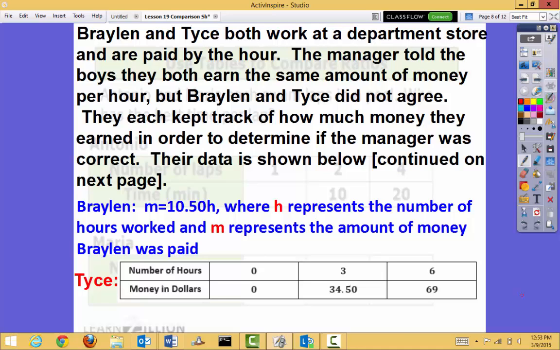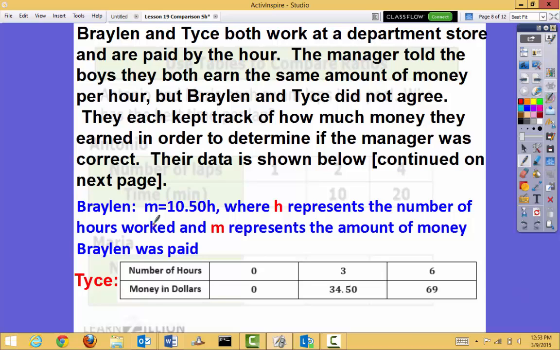Alright. Braylene and Tice both work at a department store and are paid by the hour. The manager told the boys they both earn the same amount of money per hour, but Braylene and Tice did not agree. They each kept track of how much they earned in order to determine if the manager was correct. Their data is shown below. We're going to continue this on the next page.